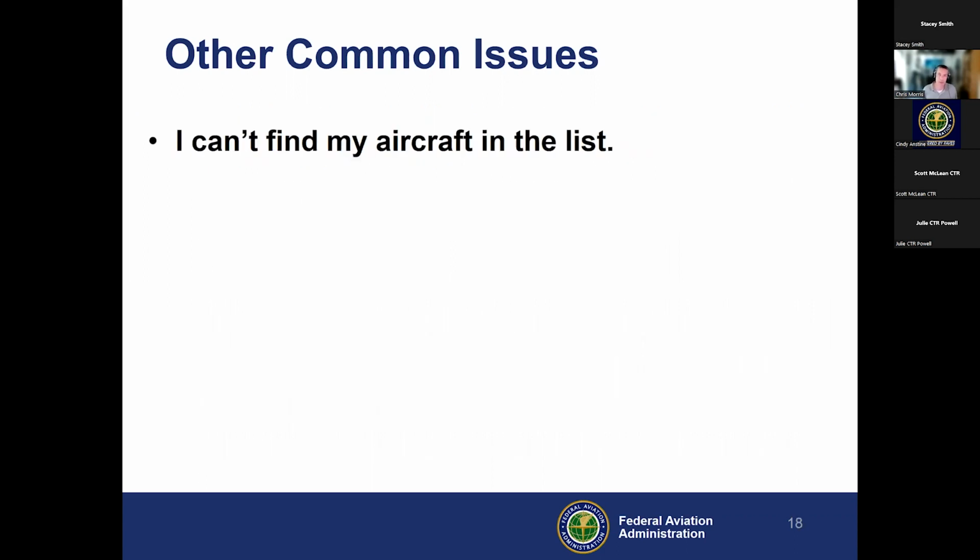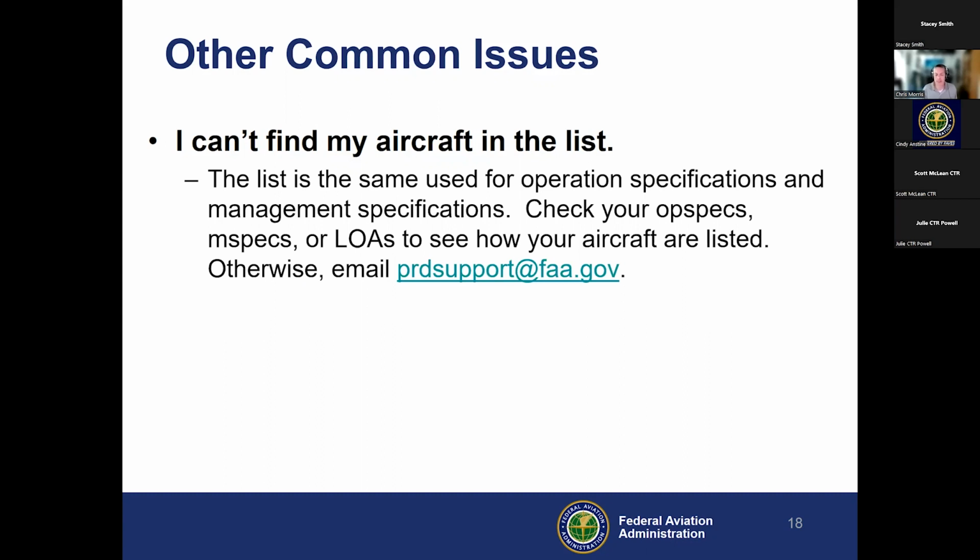Another common issue we see is, I can't find my aircraft. I've looked, and you've got this pre-made list and I have to pick from the list, but my aircraft isn't there. We know there are lots of different ways that people abbreviate aircraft make, model, and even series. And even the FAA has like 4 or 5 different lists, and they're all a little bit different. So the list that we selected for PRD is the same aircraft listing used in your aircraft authorizations. This is the same list that appears in op specs, in M specs, and also in LOAs.